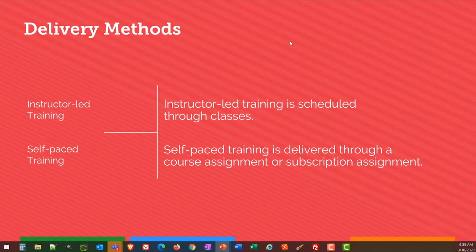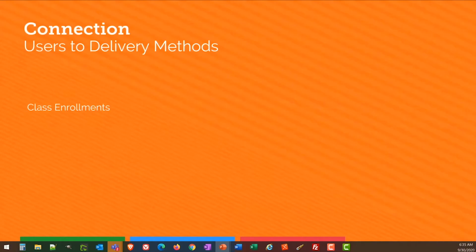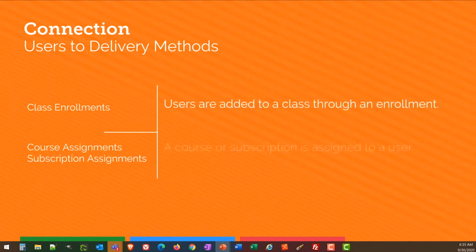So that last piece is connection. Course content is delivered in a class or through self-paced training, and then it needs to be connected over to the users. Users are added to a class during enrollment. Once a class starts, enrolled students have access to launch labs and other activities and course resources. The other way to do this is through self-paced training. A course or a subscription is assigned to a user, and they have access to all the course activities and resources from the time the assignment is created until it expires.